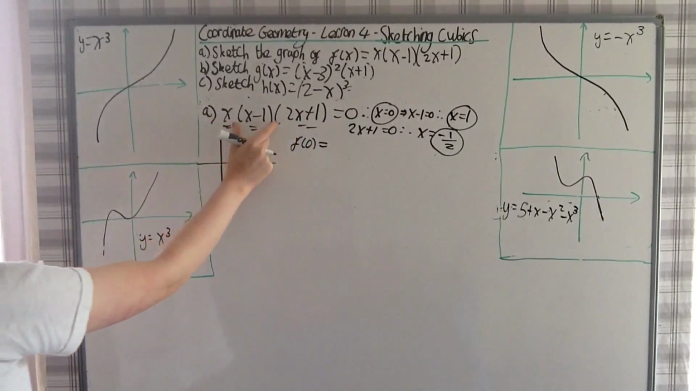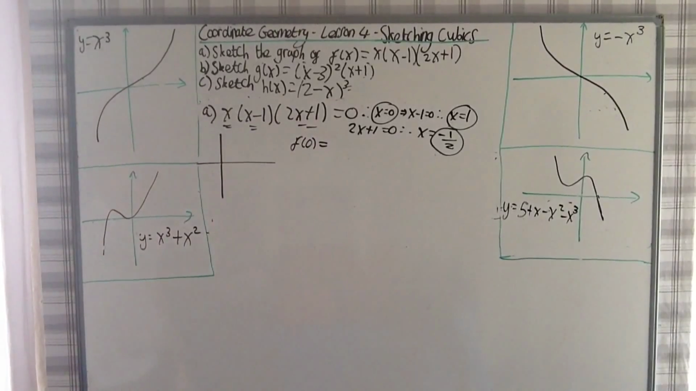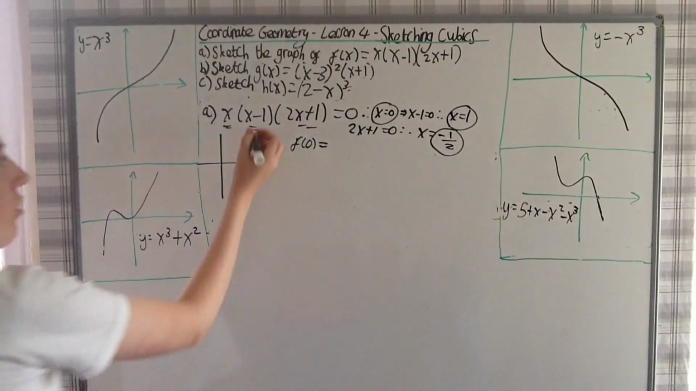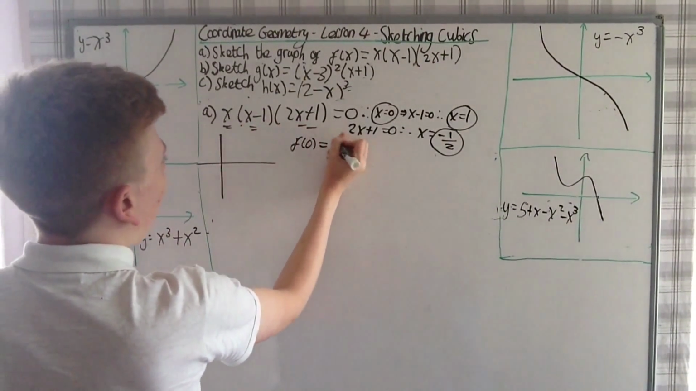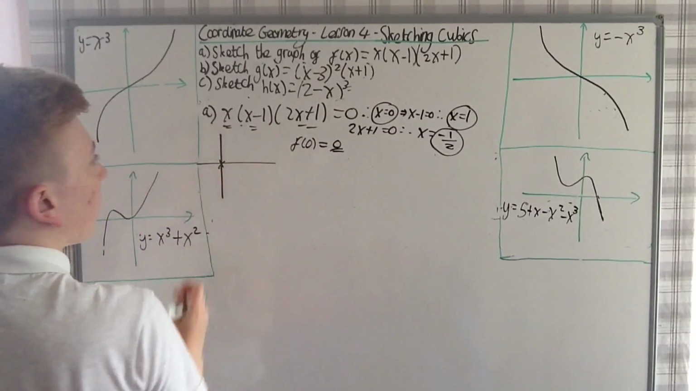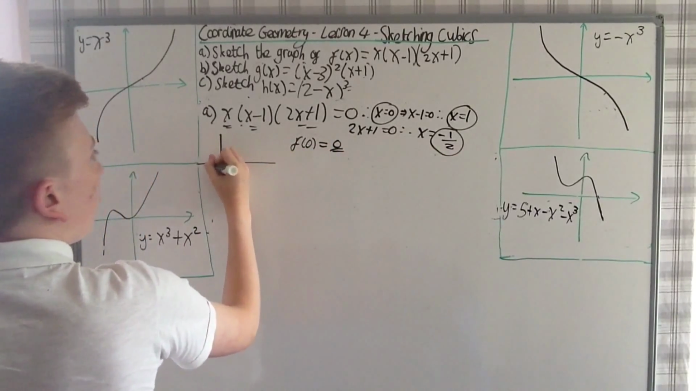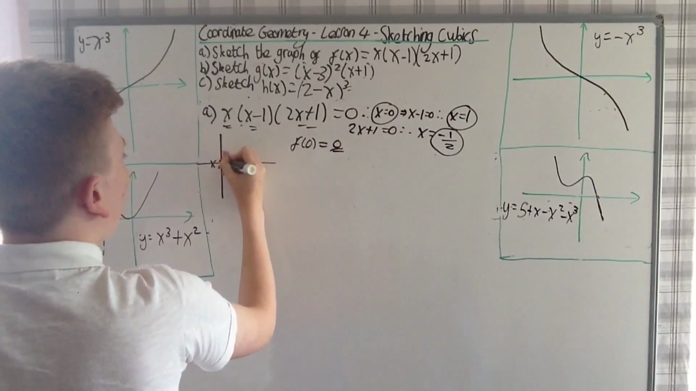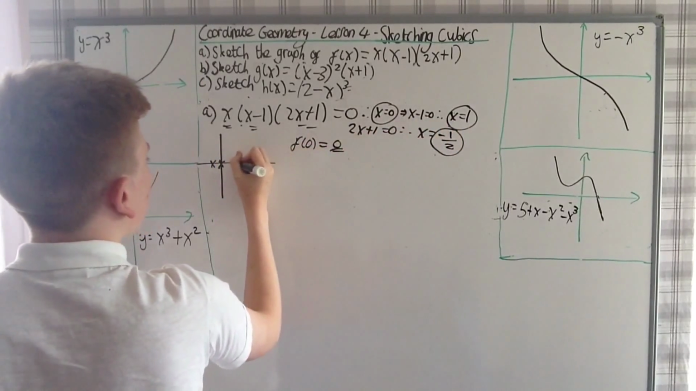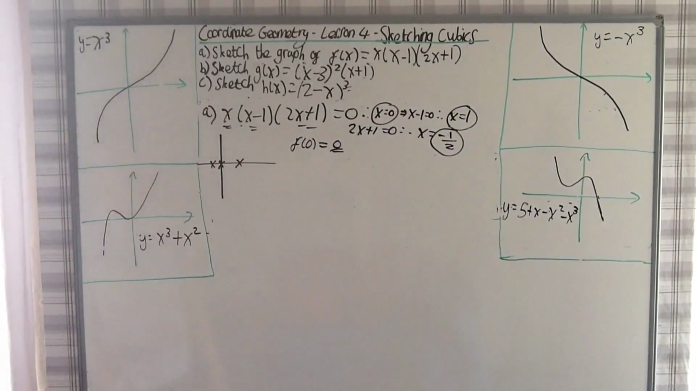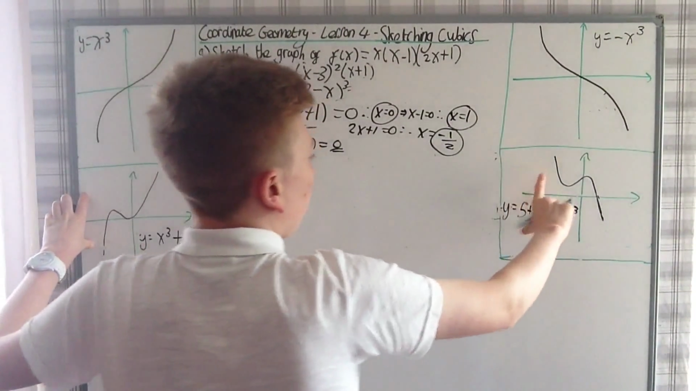0 multiplied by all of this is just going to be 0. Anything times 0 is 0. So we're just going to get a y-intercept at 0. We've got roots of minus a half, 0 and 1. So they're the points it's going to cross the x-axis. Now this is where these graphs come into play.